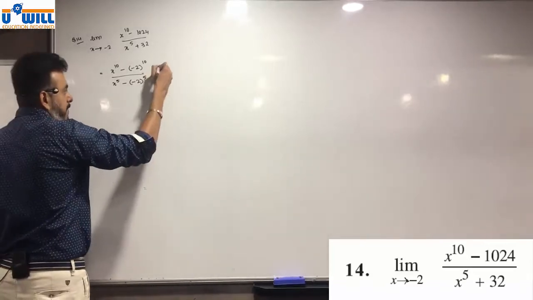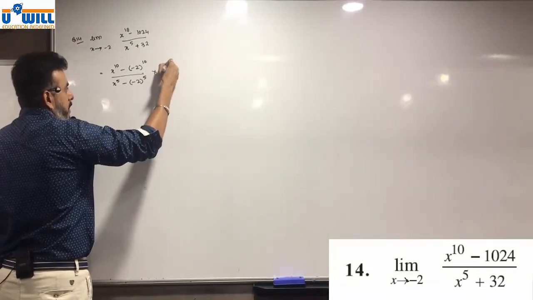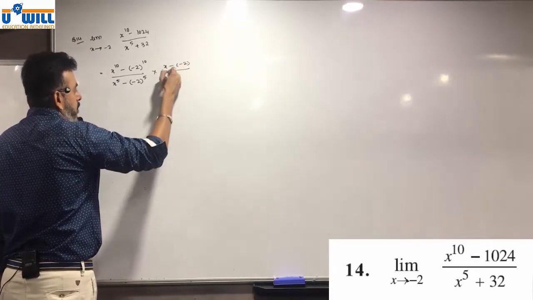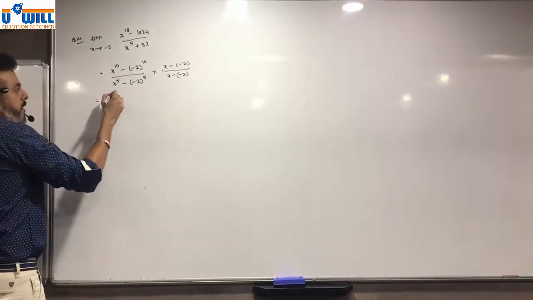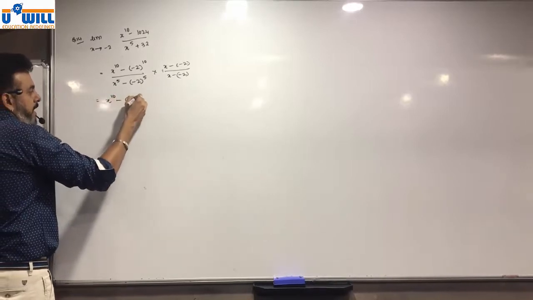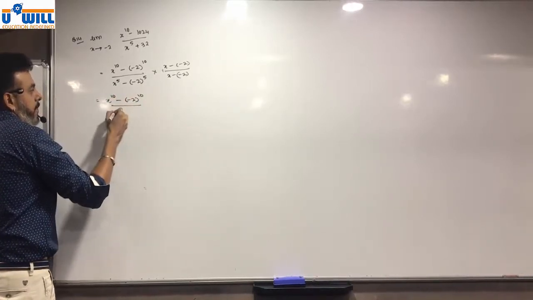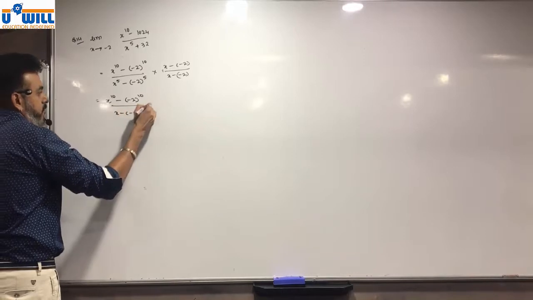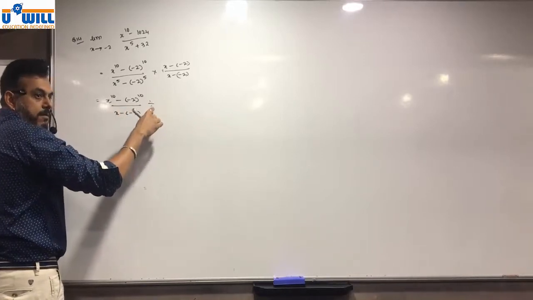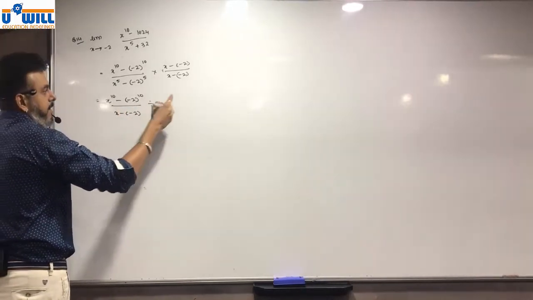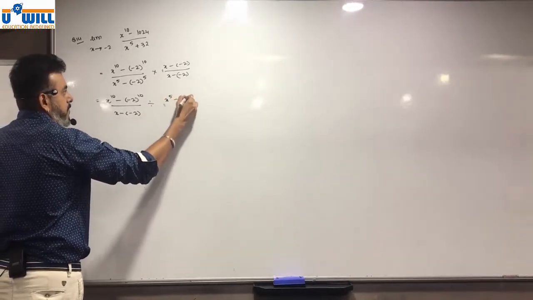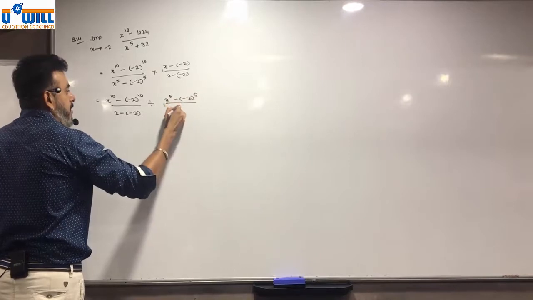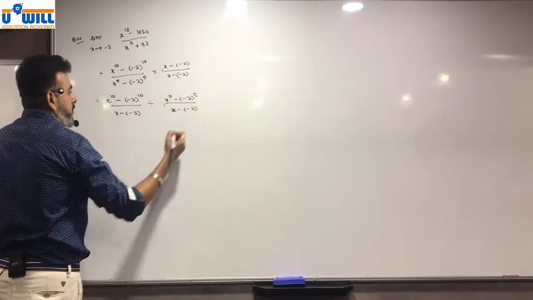Okay, you multiply with x minus (minus 2) upon x minus (minus 2), which is equal to x raised to 10 minus (minus 2) raised to 10 upon x minus (minus 2), divided by x raised to 5 minus (minus 2) raised to 5 upon x minus (minus 2). Please don't forget this divide.